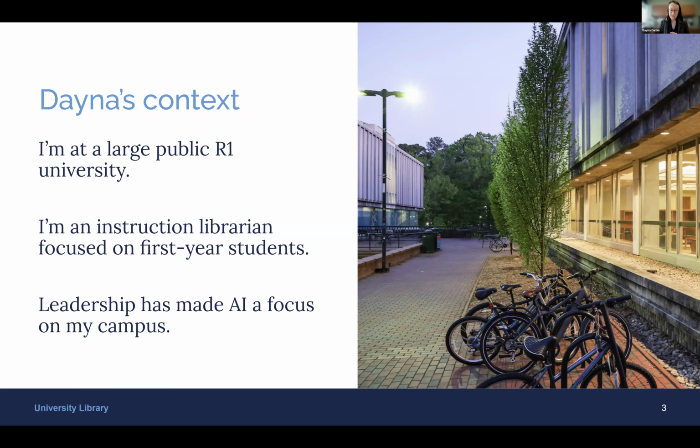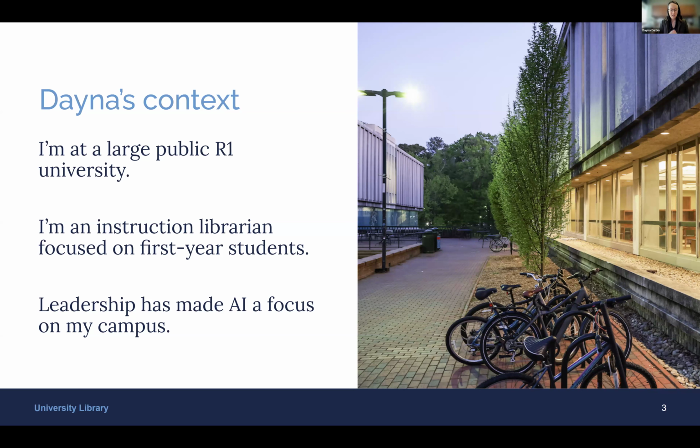And then another important piece of my context is AI is really becoming more and more of an institutional priority on my campus. Both library leadership and campus leadership have put AI literacy at the forefront of our focus. So that means that we have had support and resources to grow our AI efforts. And the flip side of that coin is that we also have to balance as we launch new AI services with our existing core services. So it's both sides of that coin there.